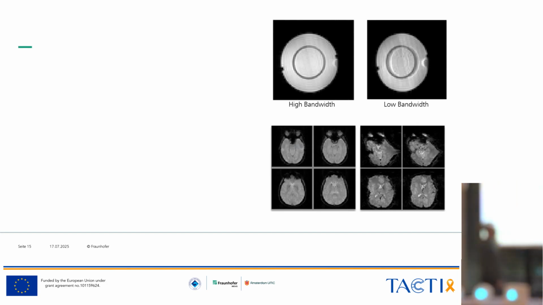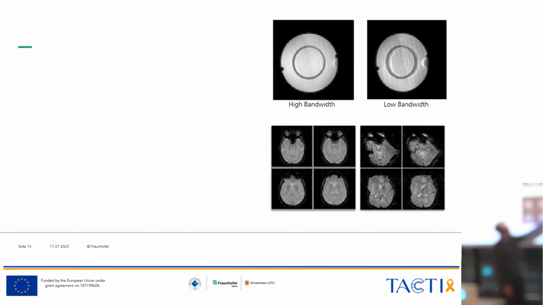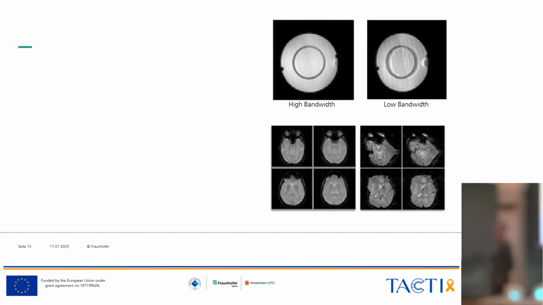Yeah. So the next artifact would be something like that. So anyone already noticed that? For example, if we compare those with those, so what is going on there? Anyone saw something like that before? Or in the upper row, if we acquire an image with a high bandwidth and with a low bandwidth, it looks a bit squeezed. Someone already saw something like that?